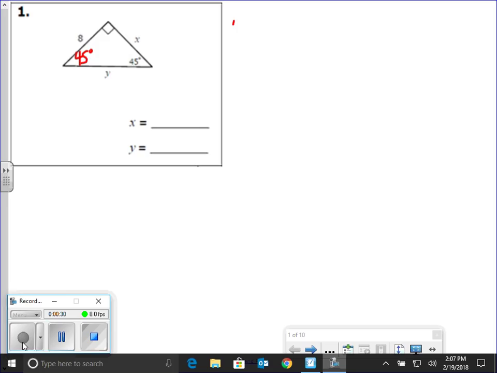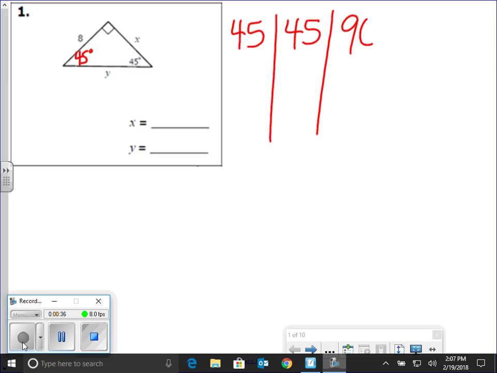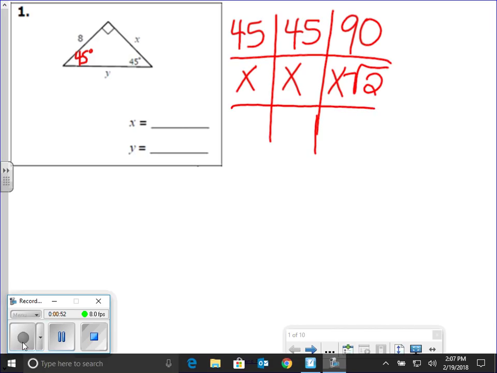So first, I know I have a 45, 45, 90 triangle, okay? So that's the first row in the tic-tac-toe chart. And then second, I've got to remember, what are the ratios? How do they relate? So if that's x, this one will be x times the square root of 2. Just so we know which information we have.